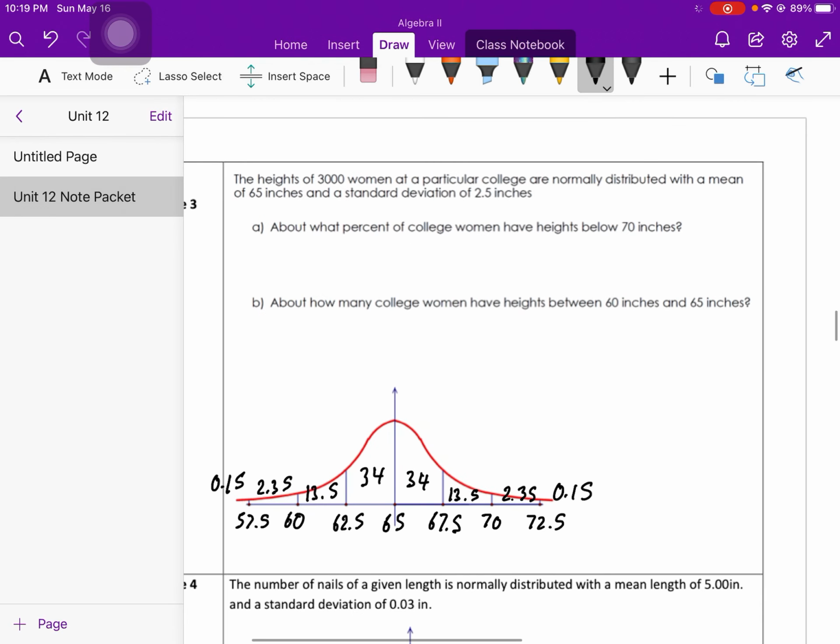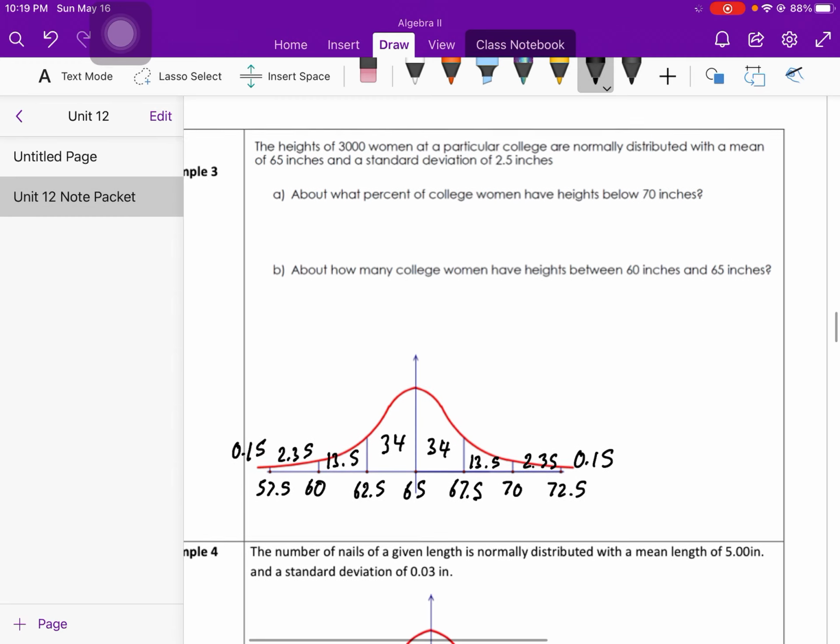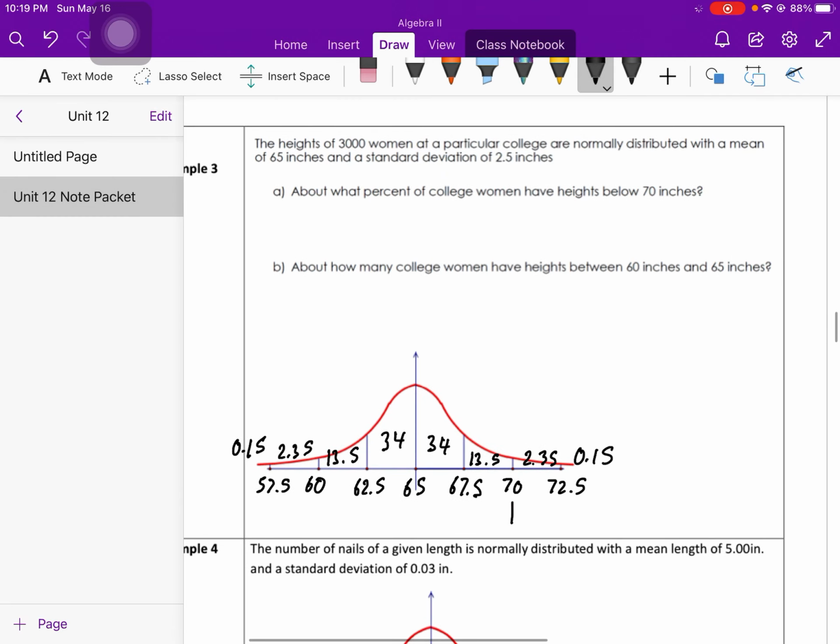Okay, now let's go back up to these questions now that we have our chart figured out. The next thing we're going to think about, we have to be careful of the wording on this problem. Part A says about what percent of college women have heights below 70 inches. So we are doing everything below 70. So it's everything within this range.